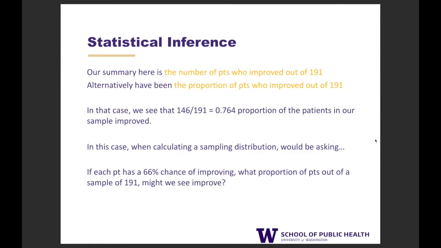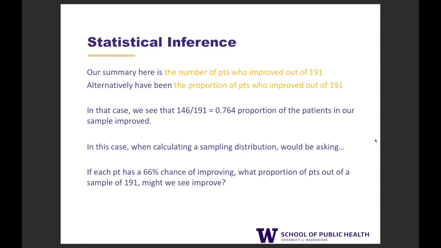So again, let's think about using as our summary the proportion of patients who had improved out of the 191 patients, rather than the number. So in this case, we would see that in our study, since 146 patients improved, that was a proportion of 0.764. So, 76.4% of the patients in our sample improved.